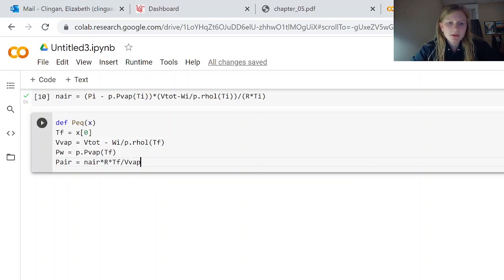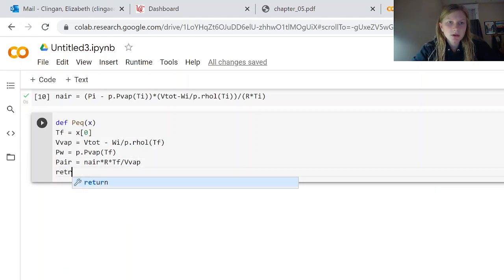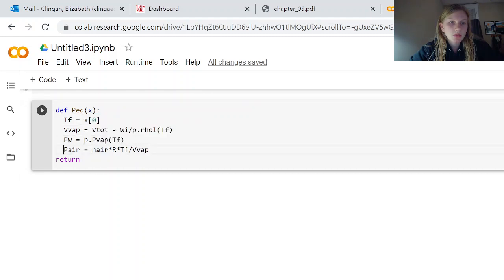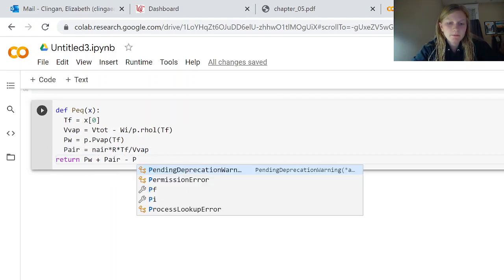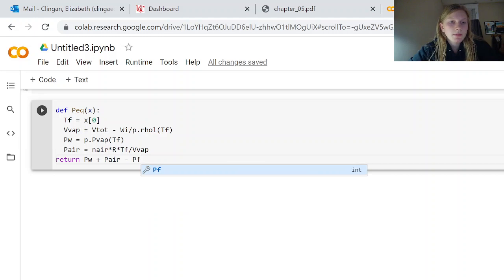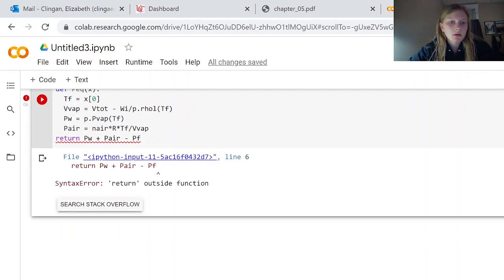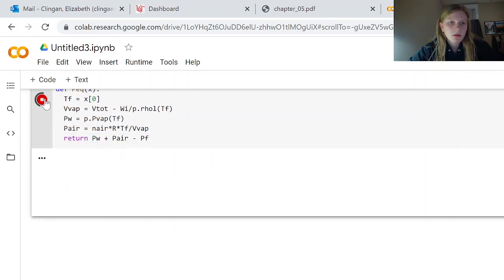Volume in the vapor phase. Alright, and then we want it to return. I just realized I didn't need to put that there, so that's probably why all these things are messed up. Okay, return the sum of the partial pressures. There we go.